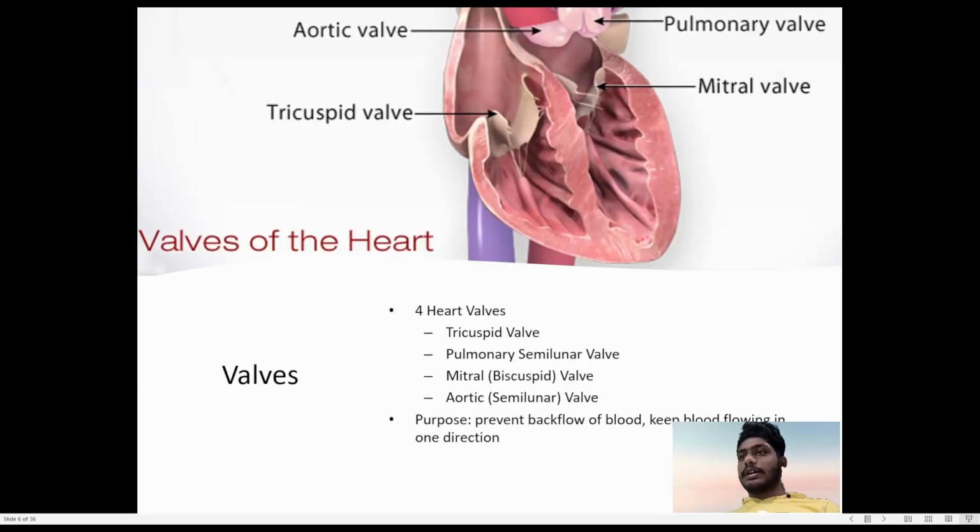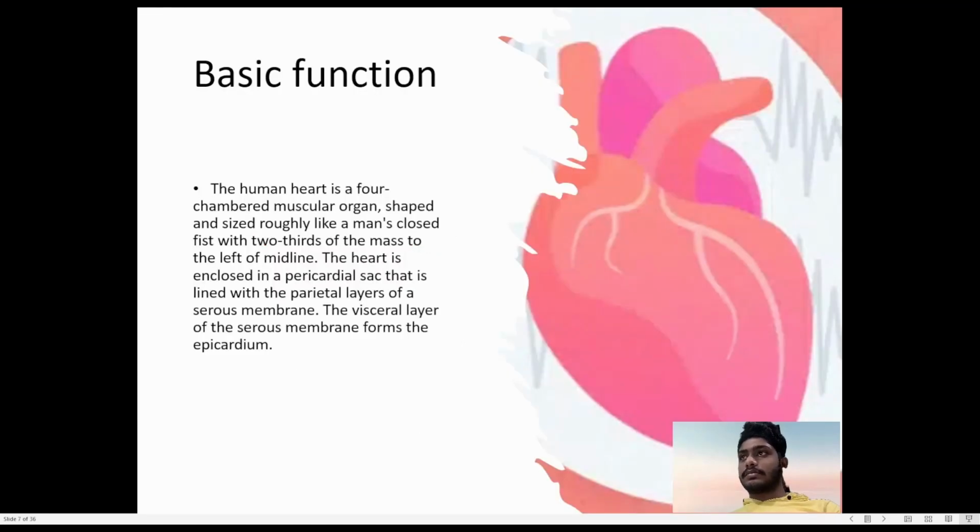Valves of the heart. There are four heart valves: tricuspid valve, pulmonary semilunar valve, mitral valve, aortic valve. Their purpose is to prevent backflow of blood and keep blood flowing in one direction. The basic function is getting blood in and getting blood out, so that the oxygenated and deoxygenated blood is separated. The oxygenated blood flows into the body, and deoxygenated blood flows into the lungs so that it can be purified.